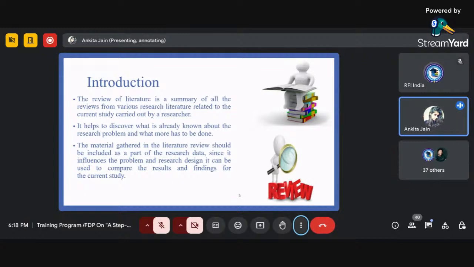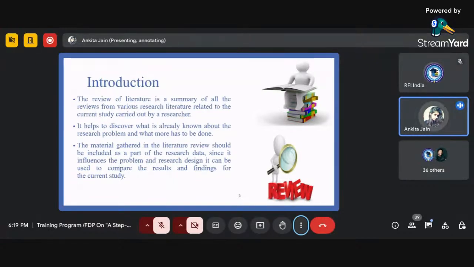Now, second one, it helps to discover what is already known about the research problem and what more has to be done. As I have told you, whenever we are doing a review of literature, it also gives us an idea about what is done, and also what has not been done till now. So this also gives us an idea about what can be done. So ultimately, after doing the review of literature, we can go for a new study. It gives us a clear point of view of it.